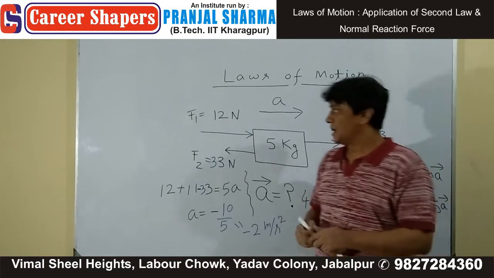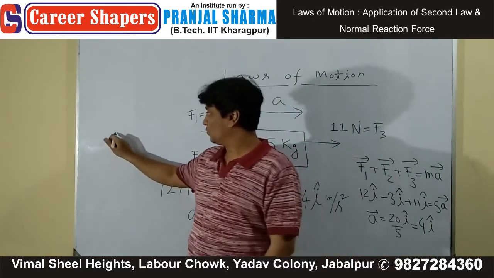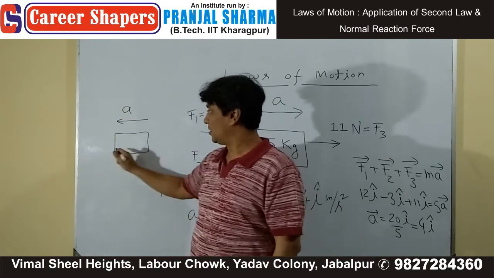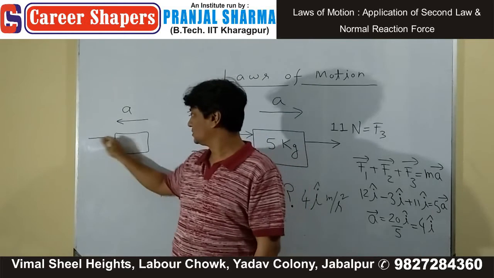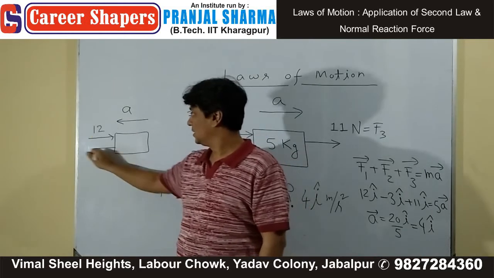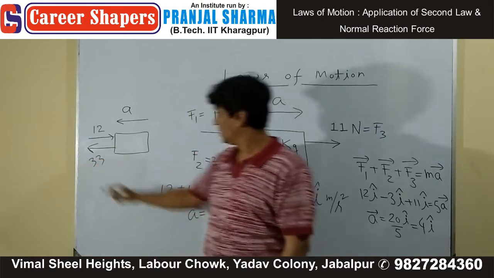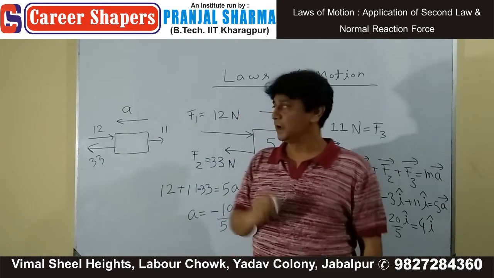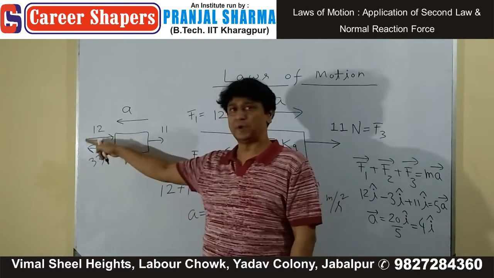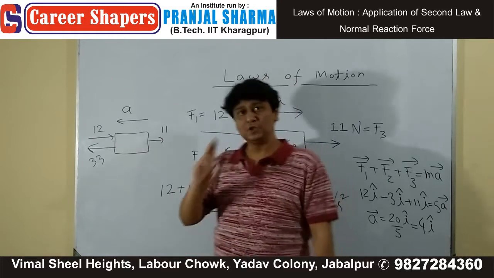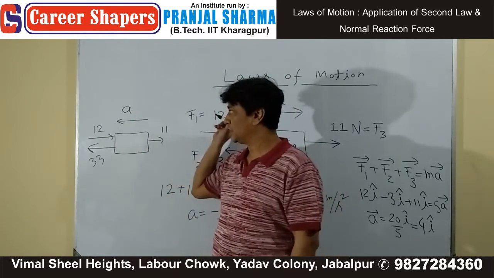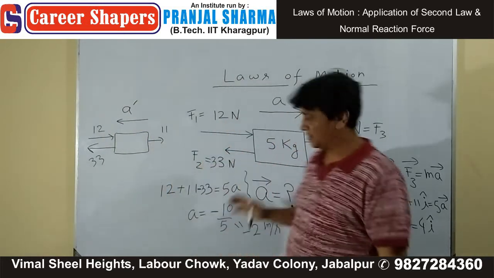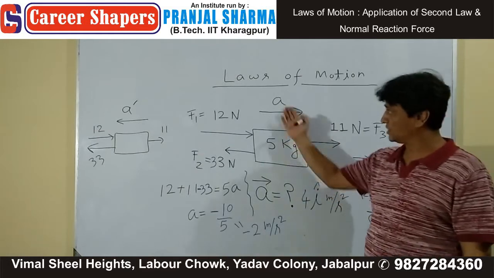But since we know that the object is under these forces 12, 33 and 11, then logic says that it's going to move in this direction. Now, once you have taken your acceleration in this direction, let me call it A dash, just so that we can differentiate between this A and this A.